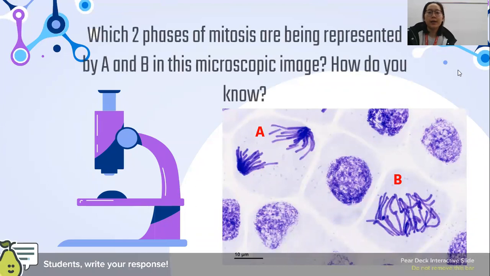Okay, we have images here for you to look at. Which 2 phases of mitosis are being represented by A and B in this microscopic image? These are realistic actual cells, but they are stained so you can actually see them. Human cells, or animal cells, tend to be a neutral color that you can't really see until you put a stain of ink on them.